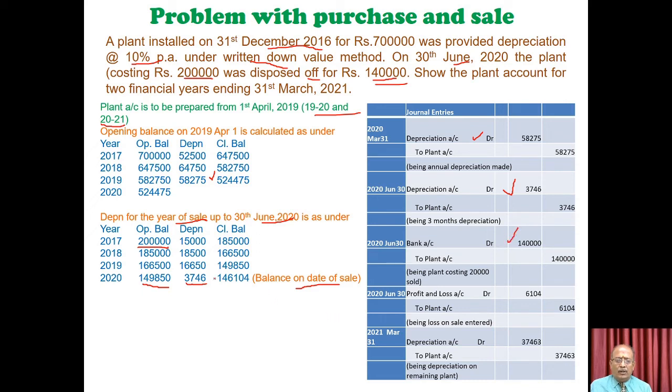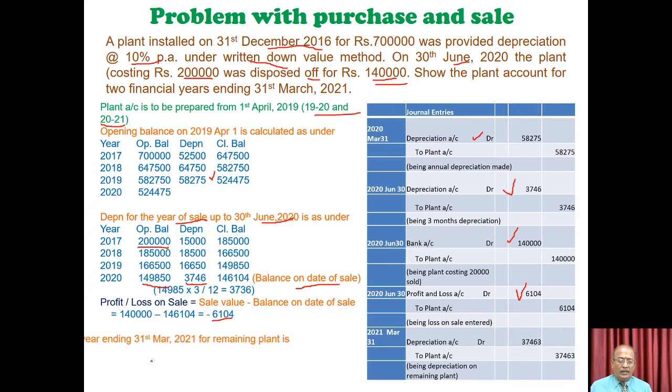And now profit or loss on sale. How much? Okay. So that will be 6,104. That is the loss. So profit and loss from debtor to plant account. So that will be loss. So these three journal entries we give for sales. And now March 31st, 2021, we are providing depreciation. This depreciation is for the remaining assets. So we will take up that.